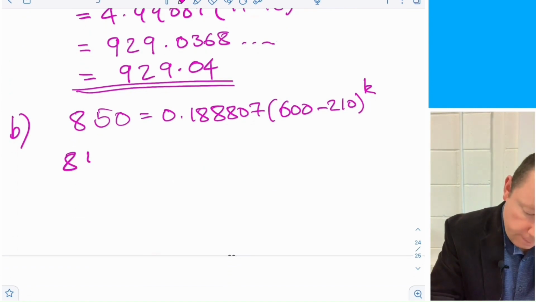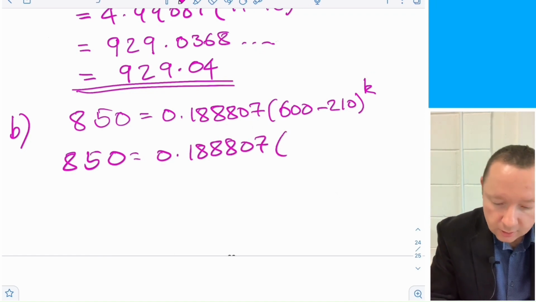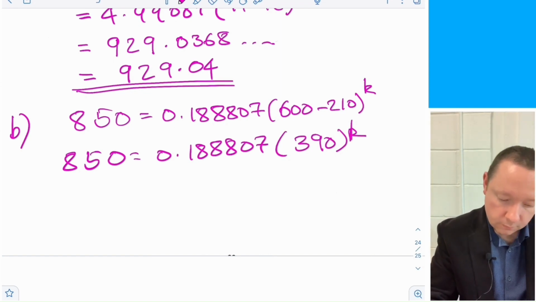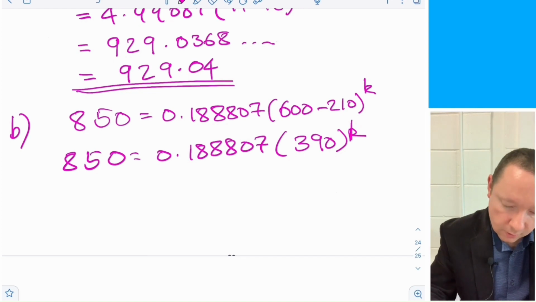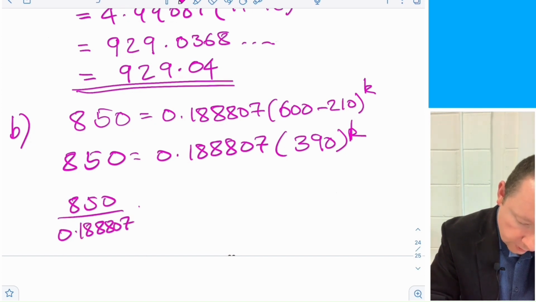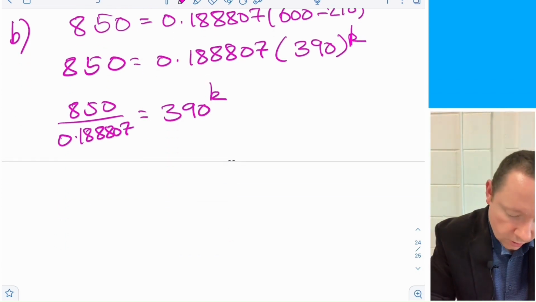So 850 equals 0.188807 times 390 to the K. So dividing through, we get 850 over 0.188807 equals 390 to the power of K. Logging both sides, I'll just use the natural log.